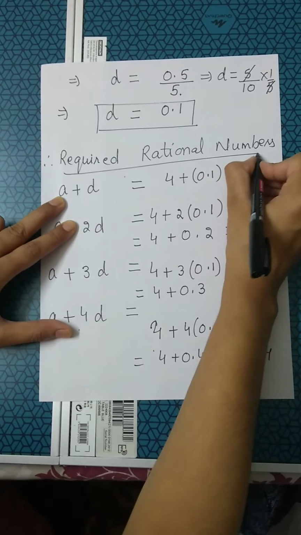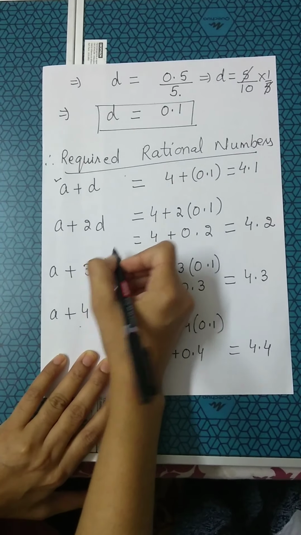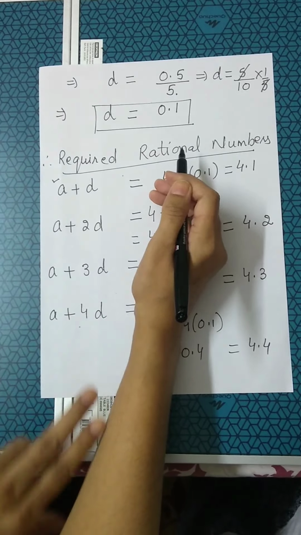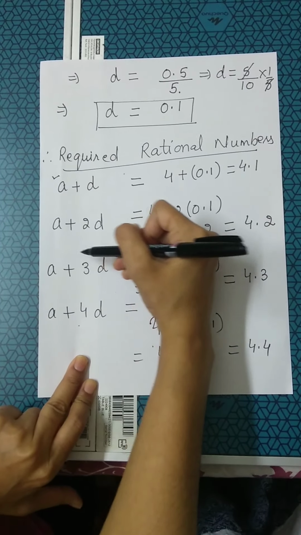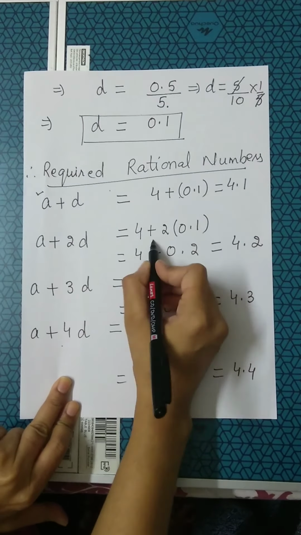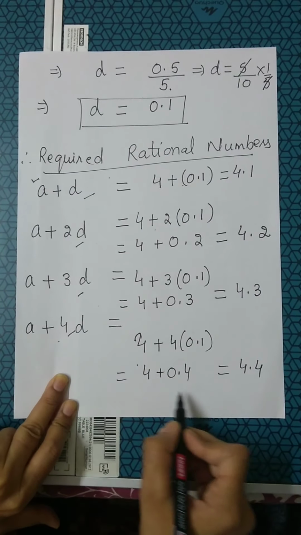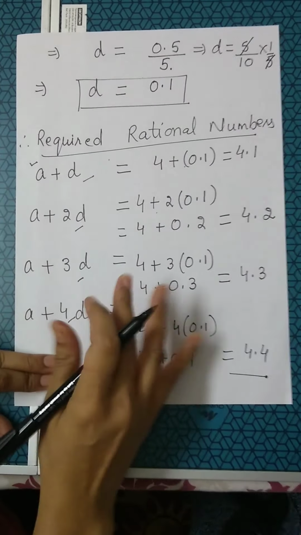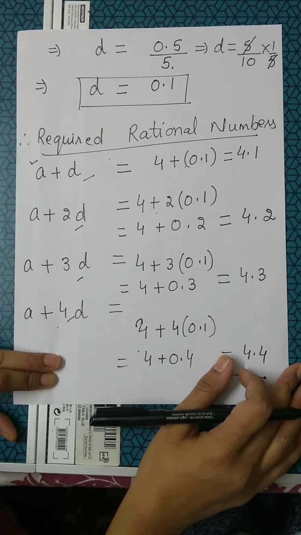Now for the required rational numbers, the method will be: I got the first term, that is 4 here. D I already got. So the first number between these two rational numbers will be a plus d. Second will be a plus 2d, a plus 3d, a plus 4d. So I will substitute the values of a and d in the respective formulas and get the required rational numbers.